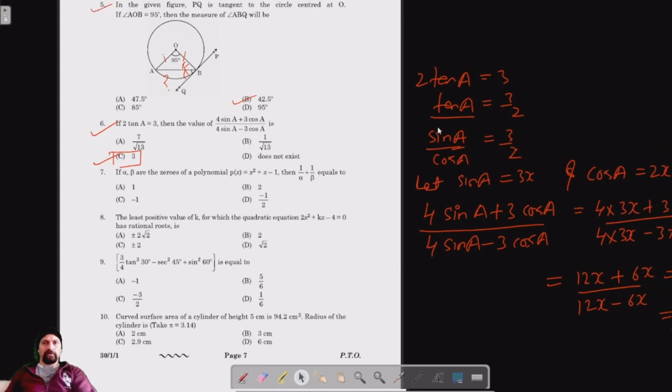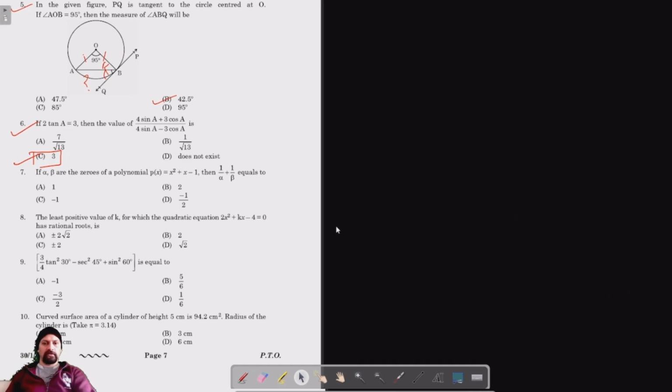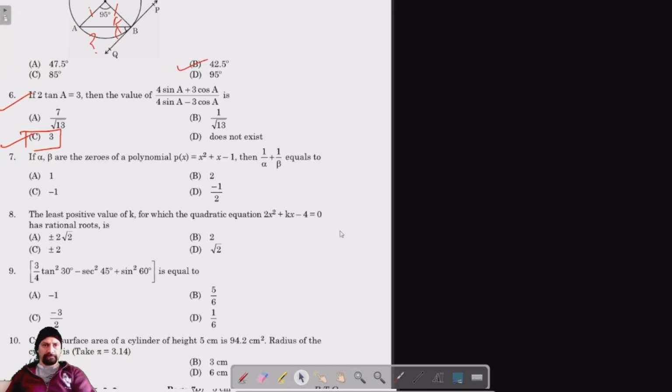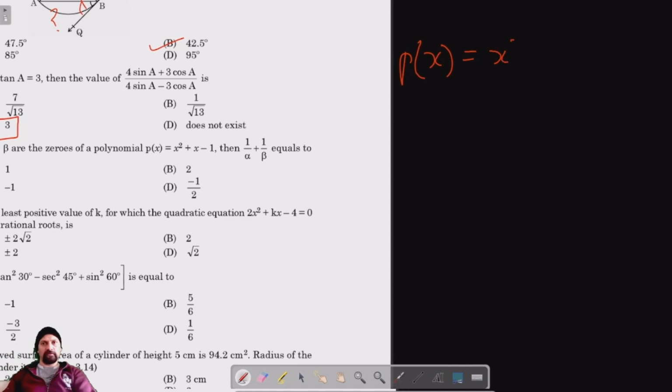Okay, so we are done with question number 6 and moving on to question number 7, which is based on the second chapter. It's given that alpha and beta are the zeros of the polynomial. Let me write down the polynomial. So the polynomial is p of x is equal to x squared plus x minus 1. And let's write down the respective coefficients of x squared, x and 1. So a is 1, b is 1, and c is equal to negative 1.